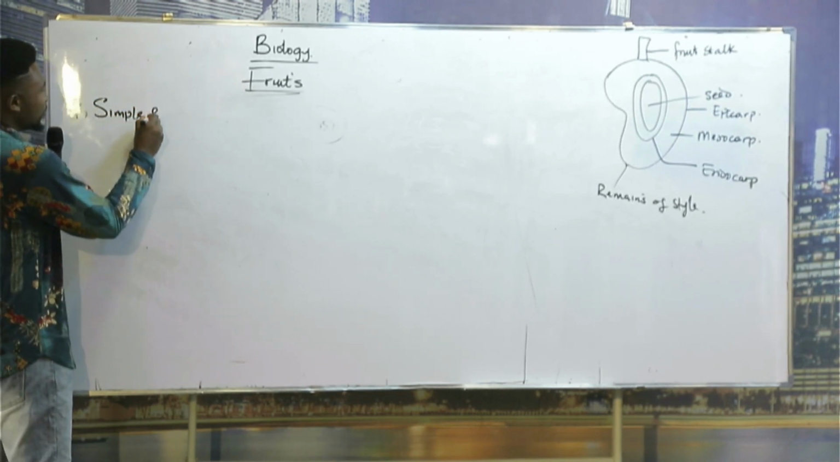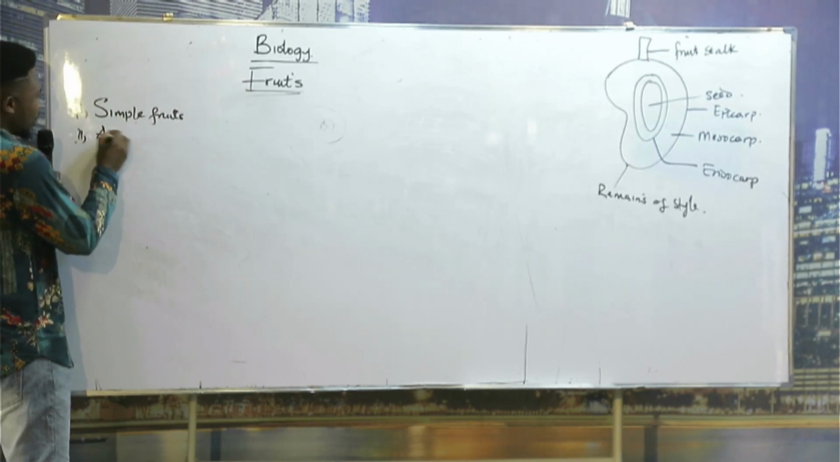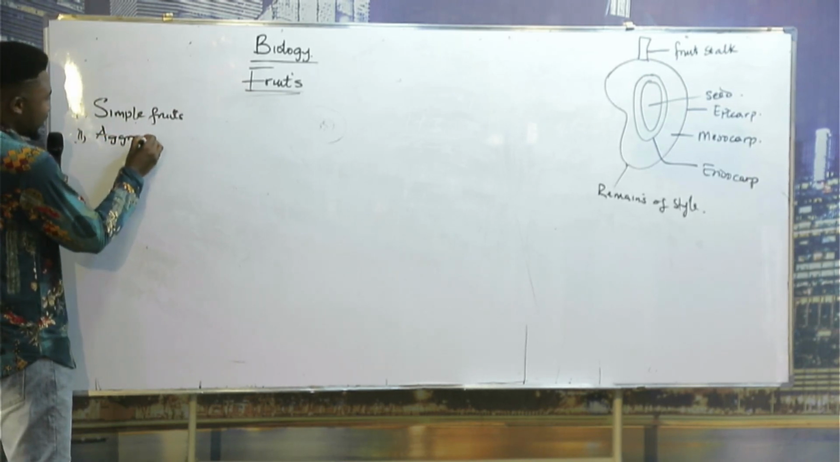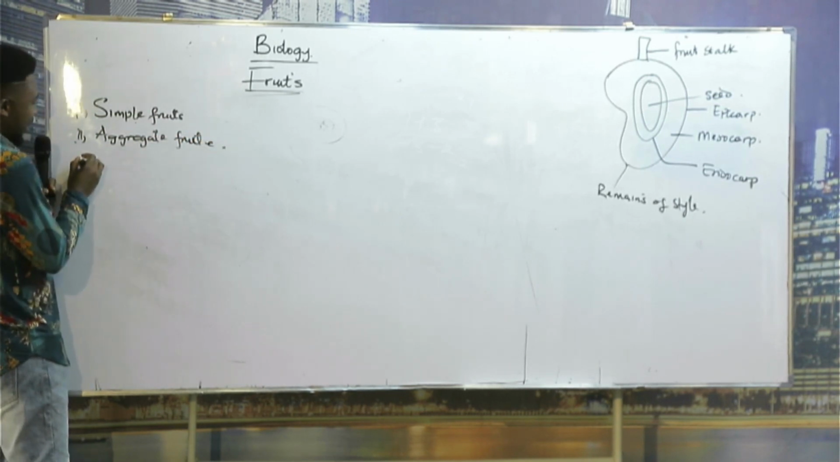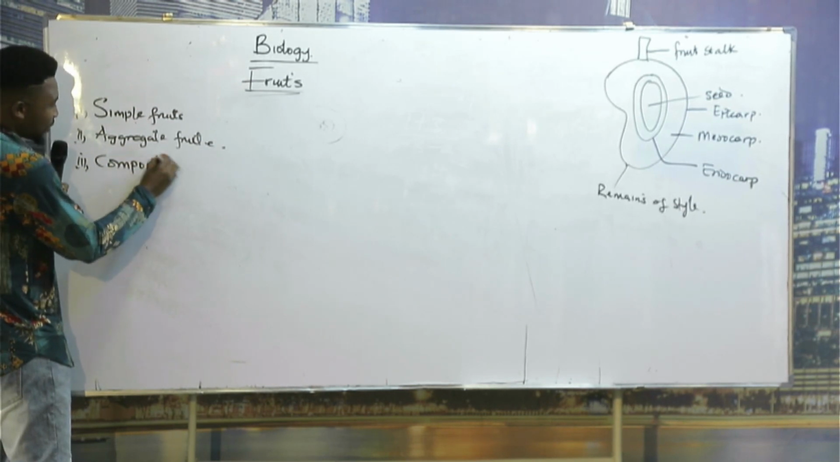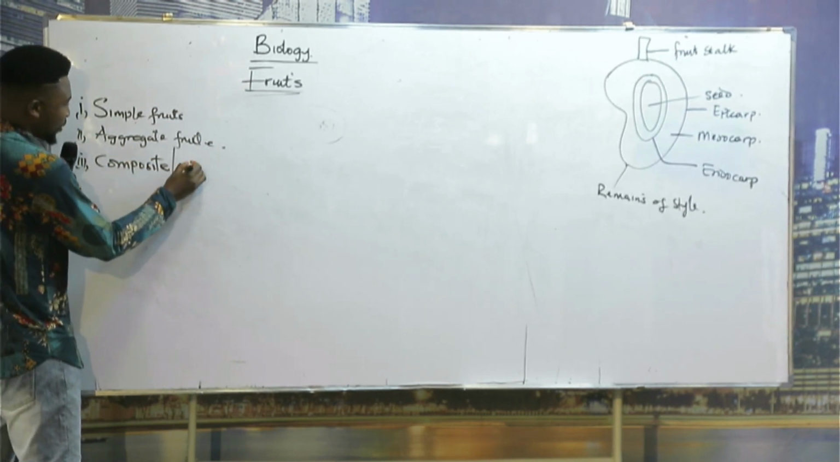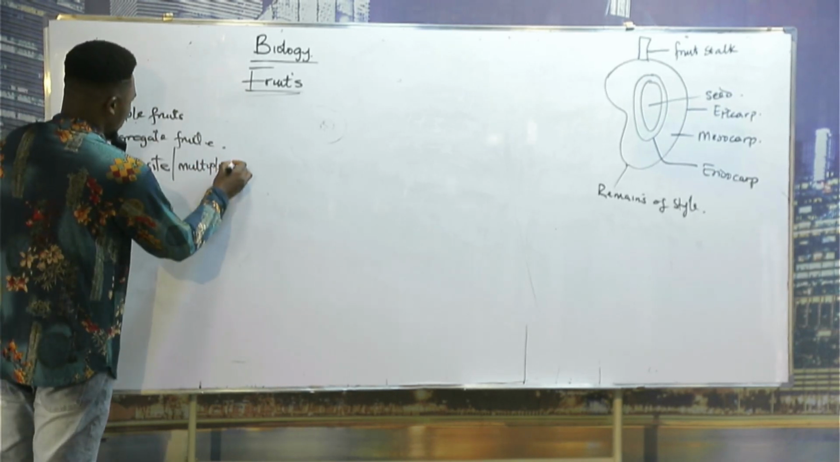Now we have the simple fruit, the aggregate fruit, and the composite or multiple fruits.